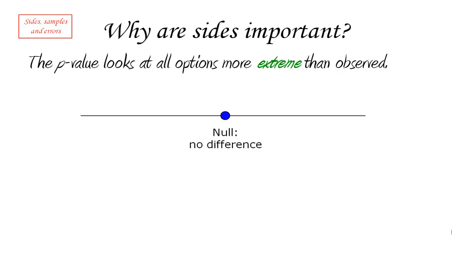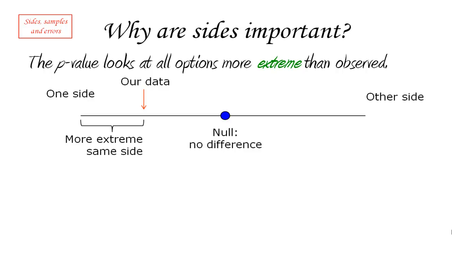Now, if we notice a difference, the difference could be on the one side, maybe the side that we are hypothesizing, or not if we're doing a two-sided test, or it could be on the other side. Now, let's say that our data fall in that position. So what the p-value does is look at all that range of possible options which are as far away from the null hypothesis or more. So what we look at is more extreme possible sample values, but on the same side.